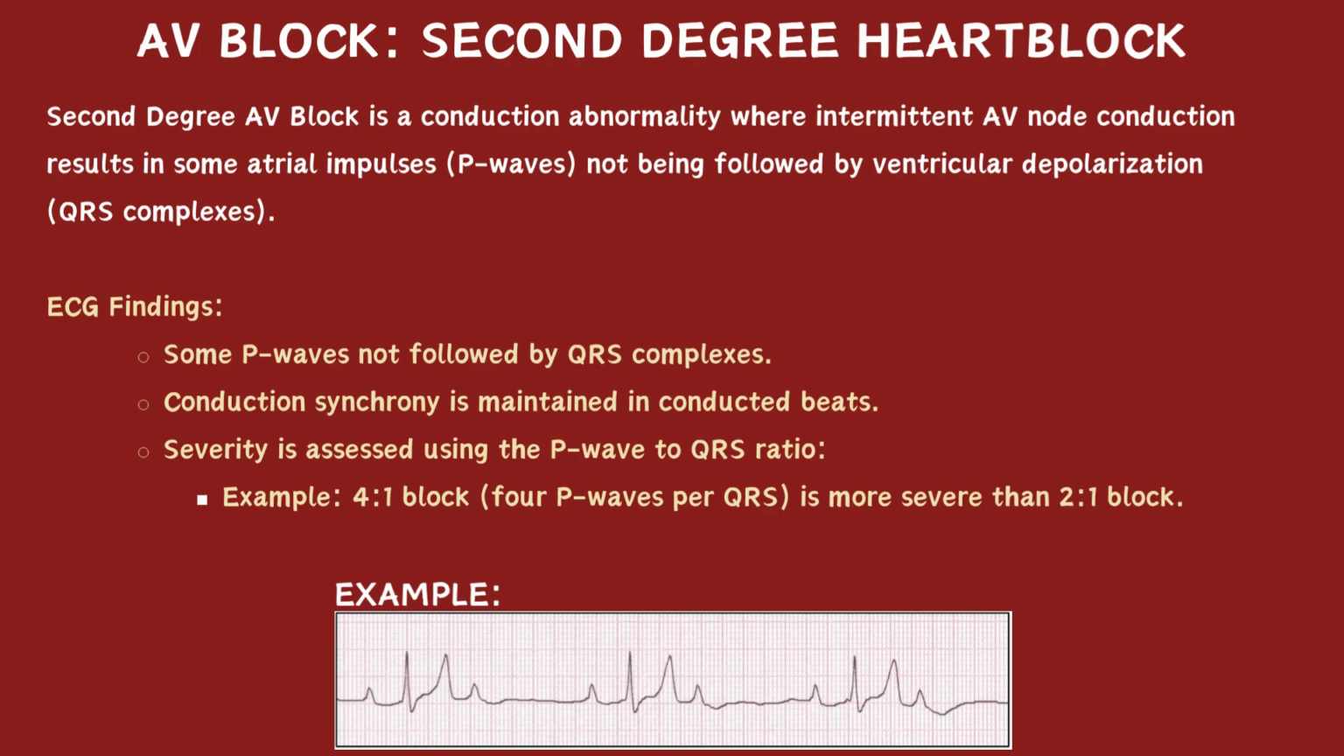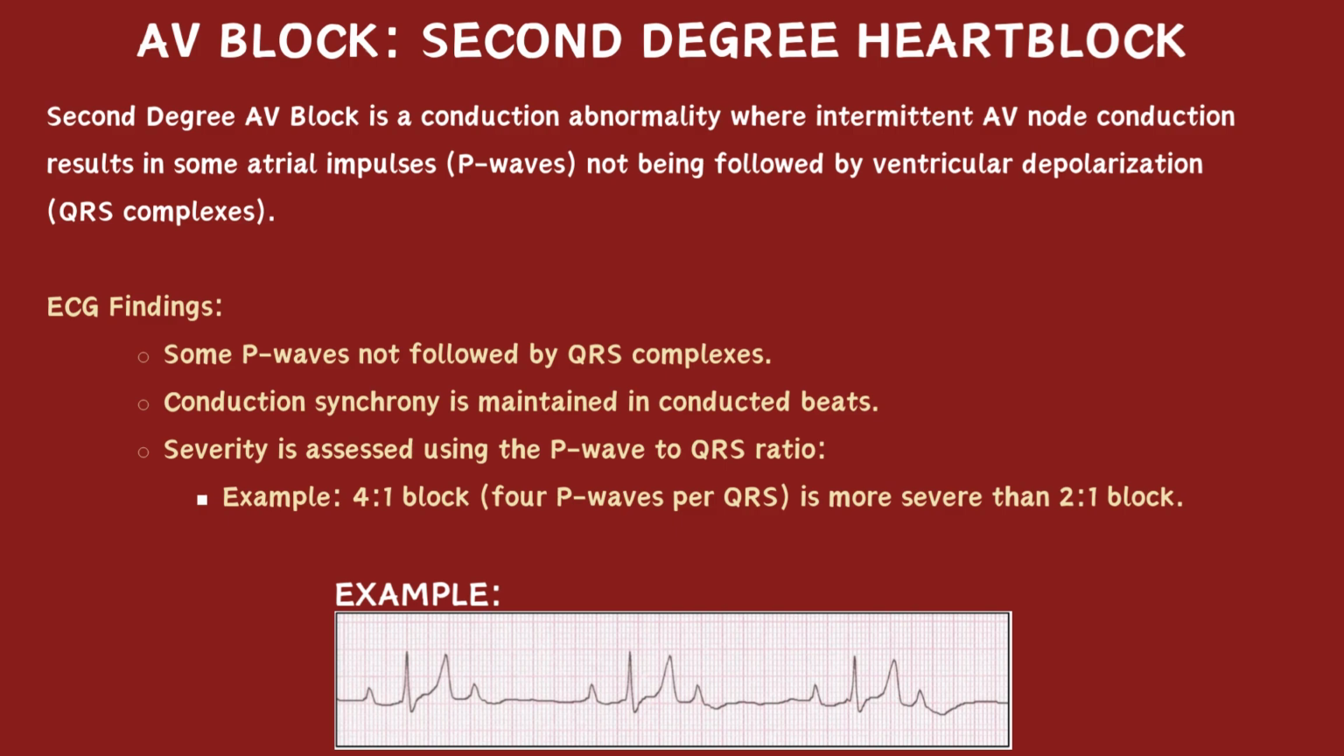AV block, second degree heart block. Second degree AV block is a conduction abnormality where intermittent AV node conduction results in some atrial impulses, P waves, not being followed by ventricular depolarization, QRS complex. The ECG findings include some P waves not followed by QRS complexes.